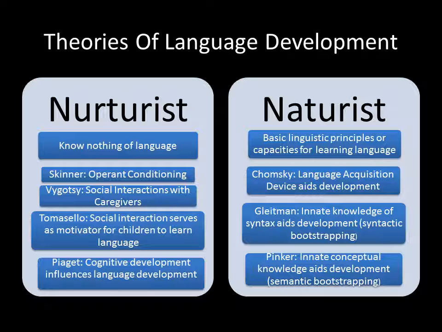Gleitman, who was also considered a naturist, believes that children are born with a basic understanding of word categories such as nouns and verbs. She referred to this ability as syntactic bootstrapping. So children have a general understanding of an action verb, and then when they hear that verb in a sentence, they are able to determine the meaning based on how it is used.